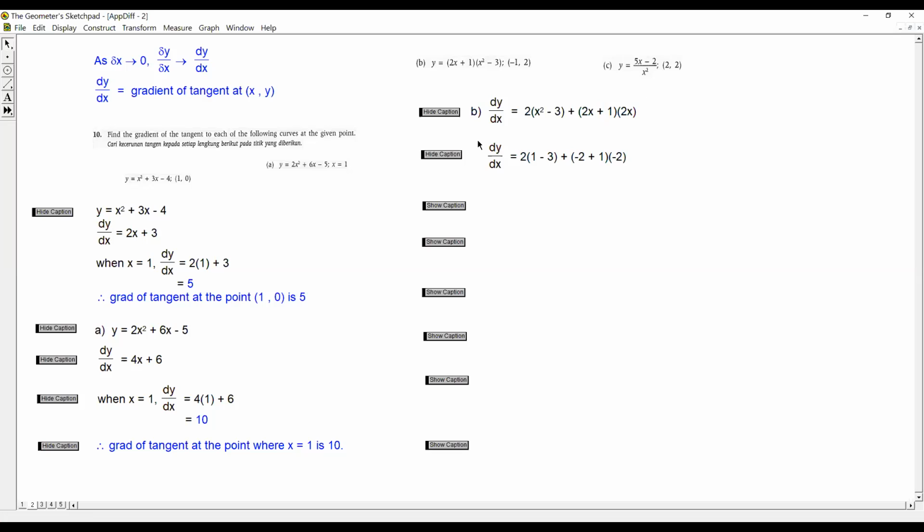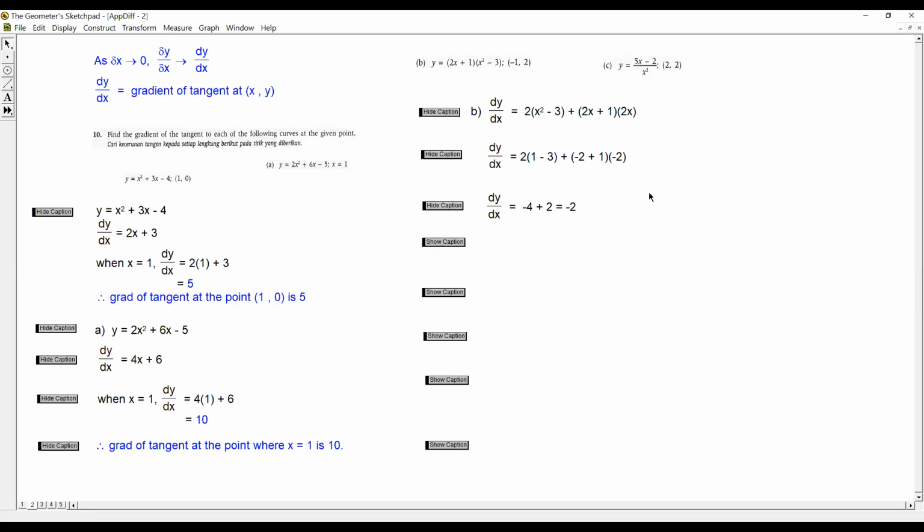Now, actually, you can simplify this expression, but it is not necessary. It wastes a lot of time. So straight away I substitute x equals -1 into the expression. When you substitute x equals -1, -1 squared is positive. Then -1 times 2 is -2. So dy/dx has a value of -2.